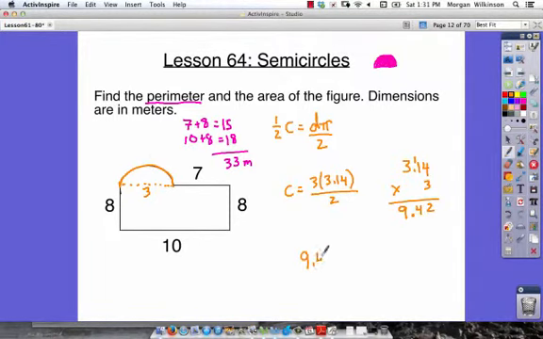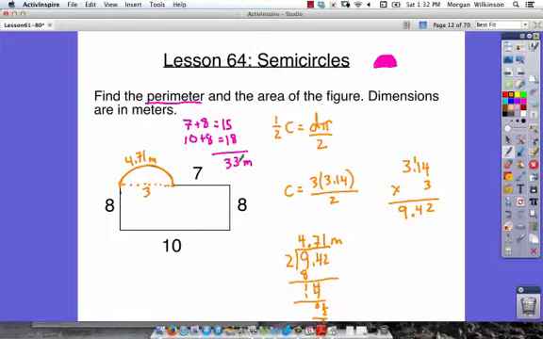So 9.42 divided by 2, well, 2 goes into 9 4 times, that gives us 8, with 1 left over. Bring down our 4, 2 goes into 14 7 times, we have 14. None left over, and we bring down our 2. 2 goes into 2, 1 time. We have nothing left over. All we need to do is bring our decimal point straight up. So we have 4.71 meters. That's the distance around the outside of our half circle.